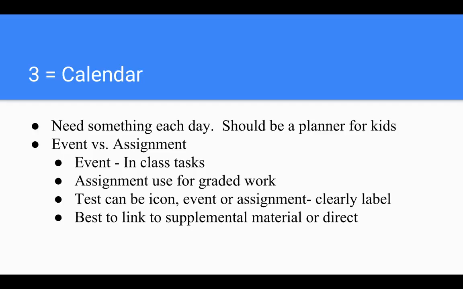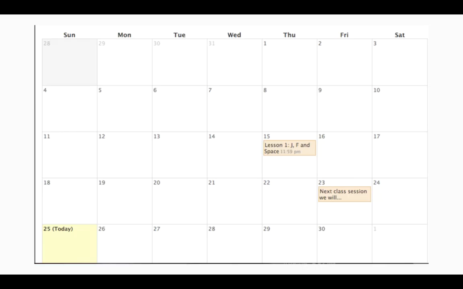Remember that events are usually something happening in class, something that is not going to go in the grade book, where assignments are used for graded work. But you can use assignments as events as long as you have some details in there. Tests can be used for what's going on for that day, or if you're giving a paper test, you can put that in as an event or an assignment. If you put it in as an assignment or a test, you can add the scores right in there. And make sure that as best practice, you try to link supplemental material or give description of where they can find that material in the assignment details.